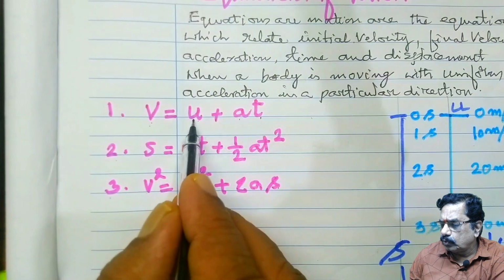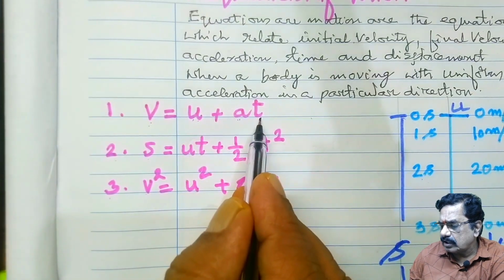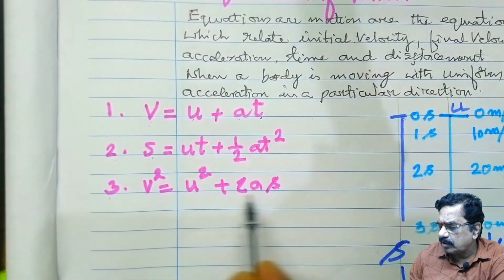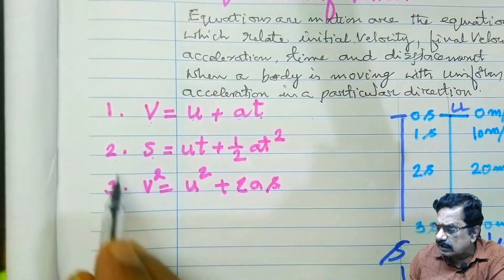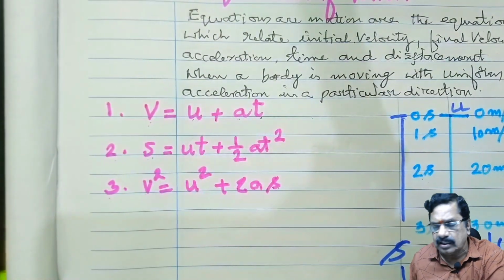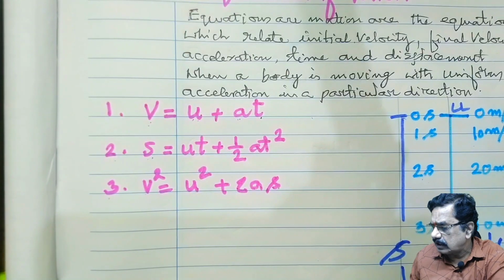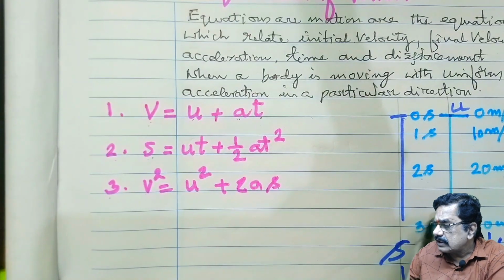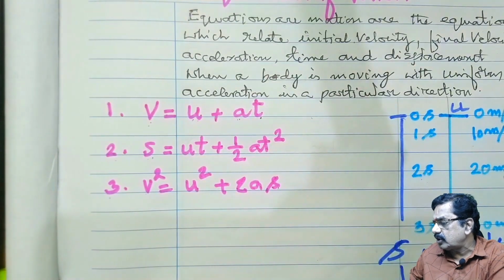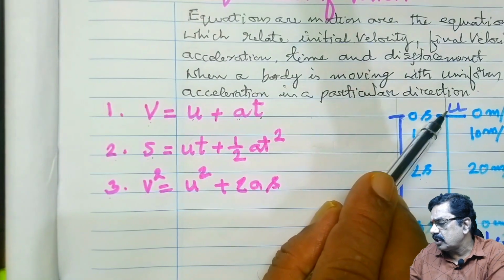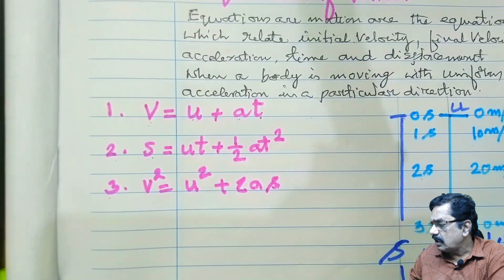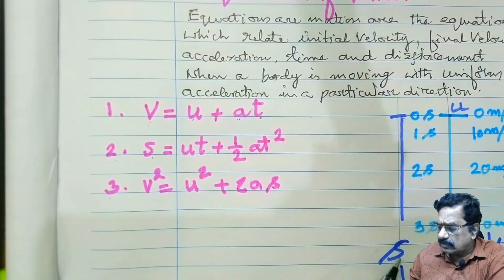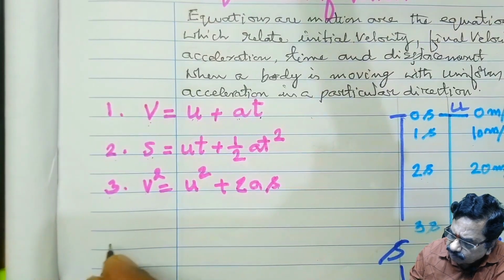v, u, a, t: 4 quantities in the first equation, and one more, displacement, since other things are repeated. I mean to say 5 quantities are involved in all these 3 equations. Let us say what those 5 quantities are. Those 5 quantities involved in uniform acceleration in one direction are: number 1, initial velocity; number 2, final velocity; acceleration; time; displacement.